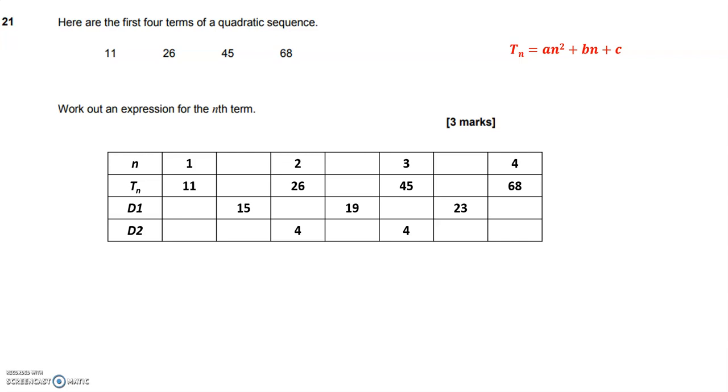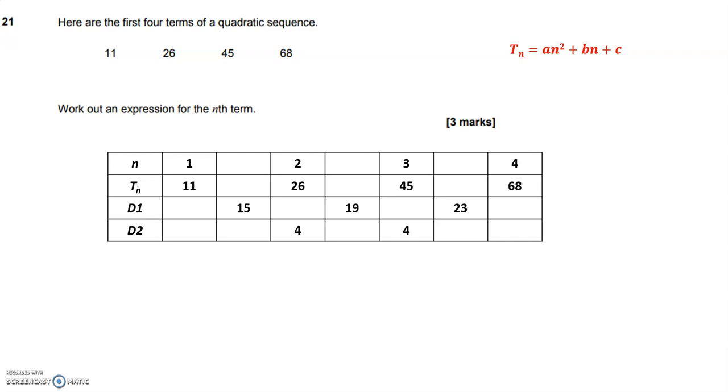If they're not all the same, if they are different from each other, either you've made a mistake in your working, or perhaps it wasn't a quadratic sequence to begin with. So you need to check your working and check the question. Are you sure it is a quadratic sequence? Well, this one is, because it says so. Here are the first 4 terms of a quadratic sequence.